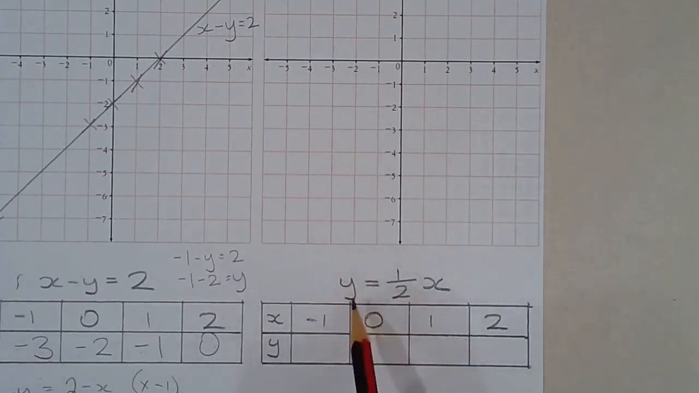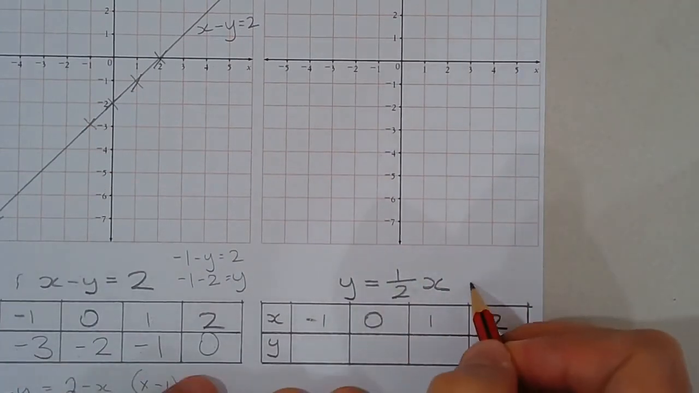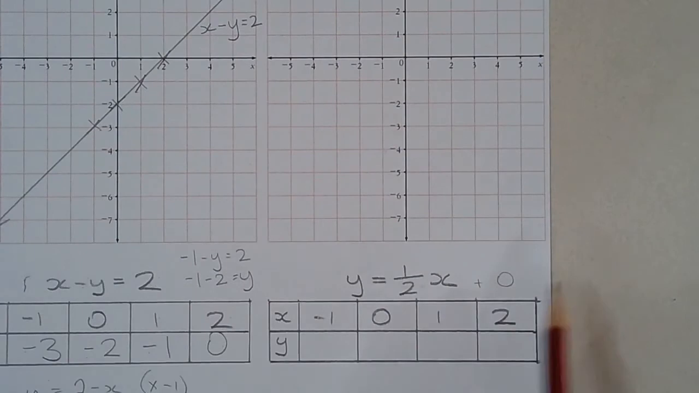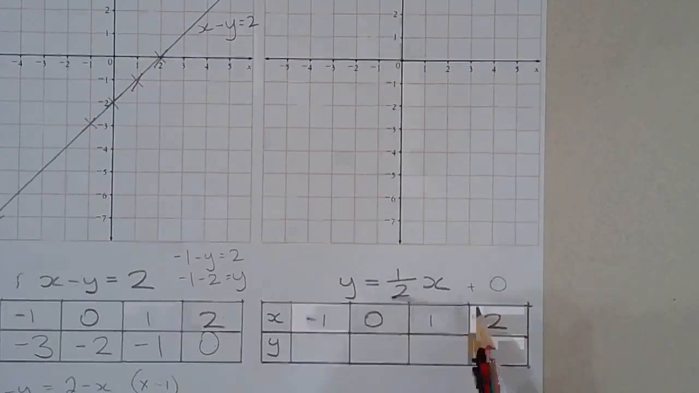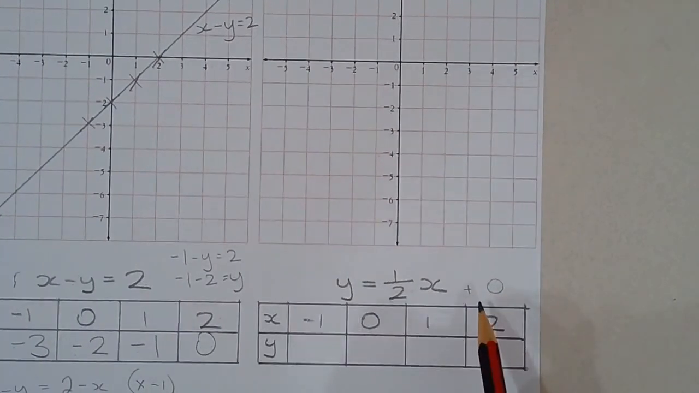All right, last one, y equals half x. This one's a fairly straightforward one. This is half x plus 0. So this means that the y-intercept is in fact going to be 0. It's going to pass through the origin, in other words, 0, 0.